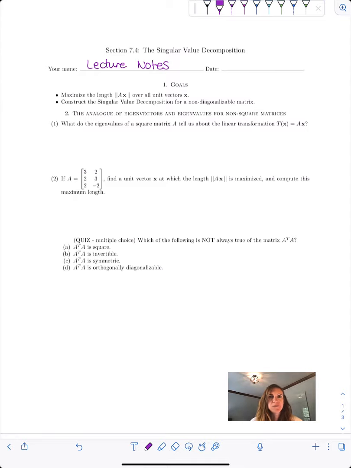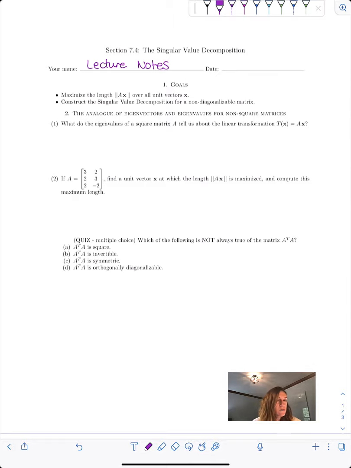Hello and welcome to section 7.4 of our linear algebra notes, the singular value decomposition. The first thing we'll do is learn how to maximize the length of Ax over all unit vectors x for just an arbitrary matrix. And then we'll construct the singular value decomposition. The idea behind all of this is that sometimes we have a matrix that's not diagonalizable, and the singular value decomposition allows us to do something kind of similar to diagonalization.